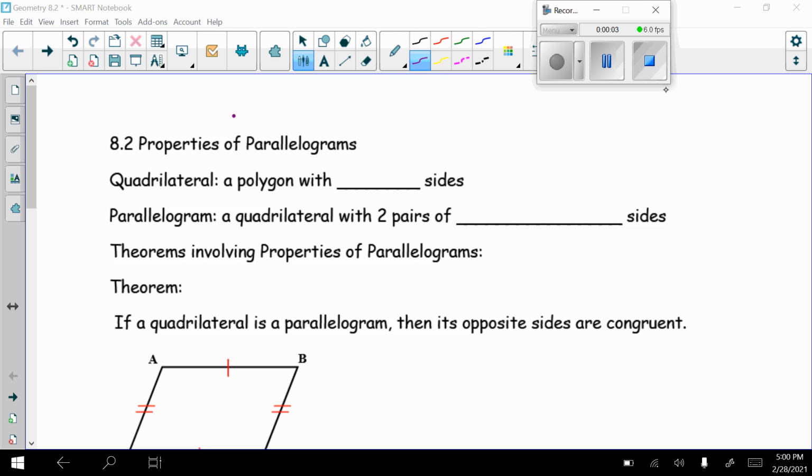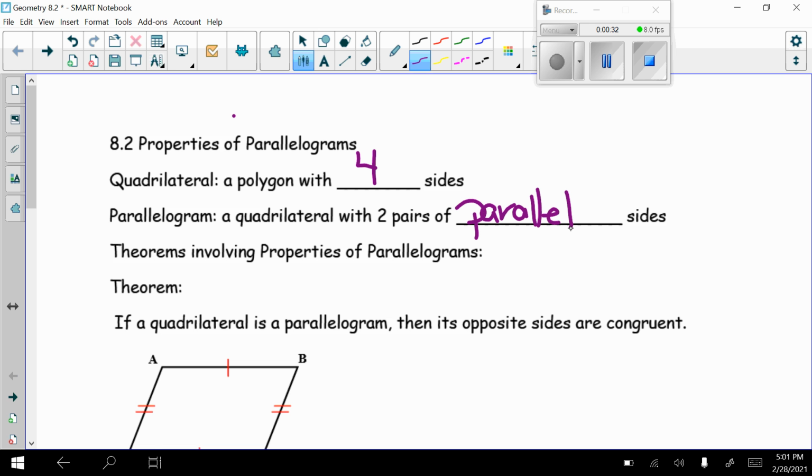All right, today in geometry, we're going to look at section 8.2, properties of parallelograms. So let's recall what a quadrilateral is. Remember, a quadrilateral is a polygon with 4 sides. A parallelogram is a quadrilateral with 2 pairs of parallel sides. And then we have some theorems involving the properties of parallelograms.